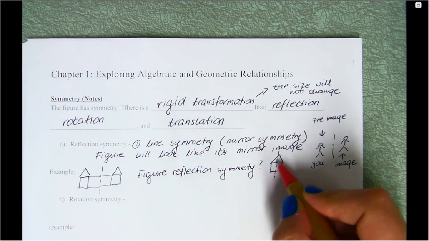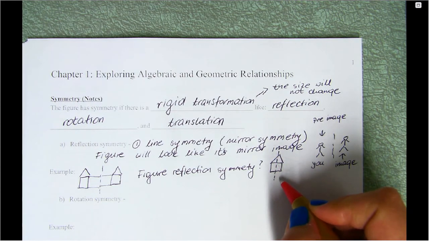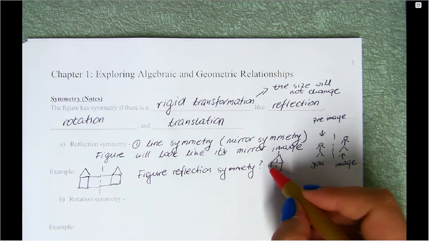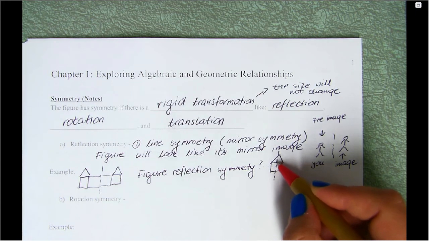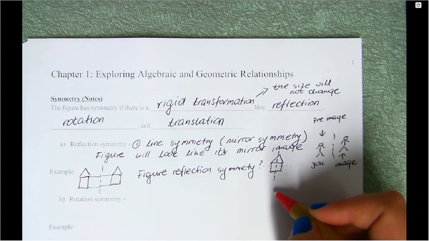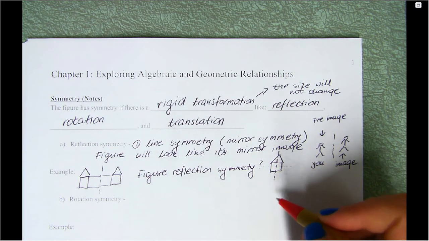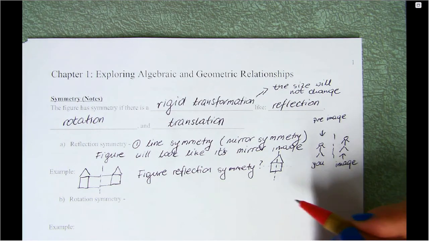It would match exactly. Well, my house is kind of crooked, but if you can find a line that you can fold your picture over and it's going to match on both sides, that's how we know it has a reflection symmetry. Now, if I would check this line, it wouldn't work because those two pieces wouldn't cover each other. But some of the figures have not only one line of symmetry, so you can find more than one.